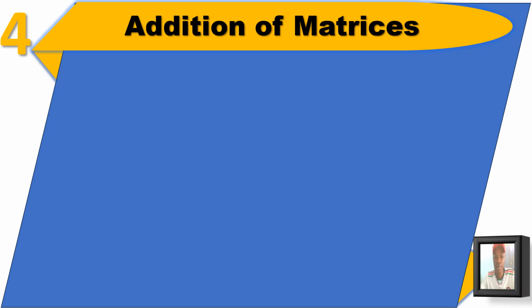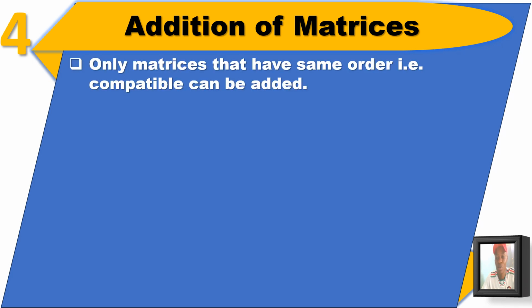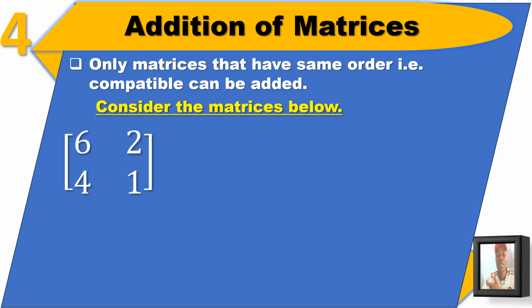Let's try this. I have two matrices here, 6, 2, 4, 1, and 1, 3, 2, 7. Can these two be added? Yes. Why? They have the same order. The first matrix is of order 2 by 2. The second one is also of order 2 by 2. So I can easily add this. Why do we say that matrices must be compatible for us to add them?